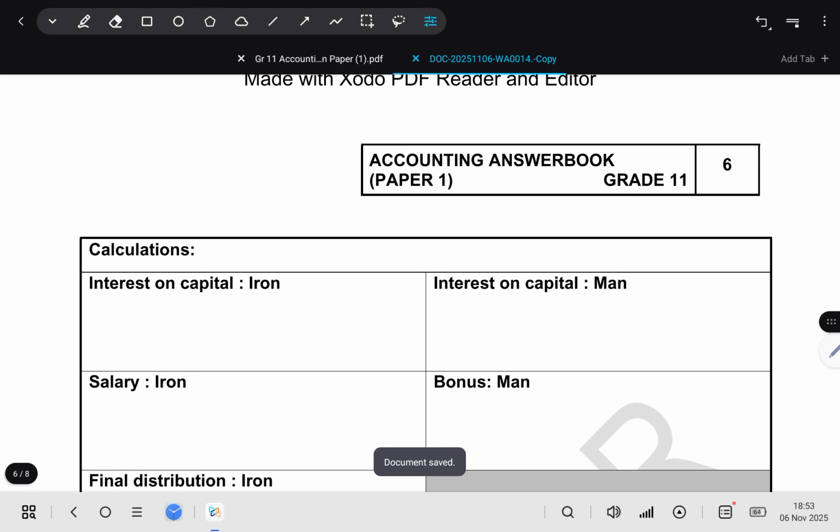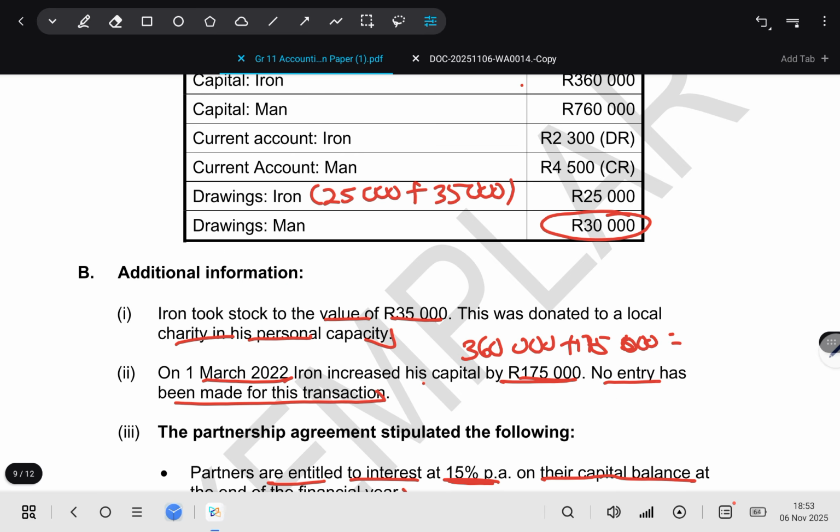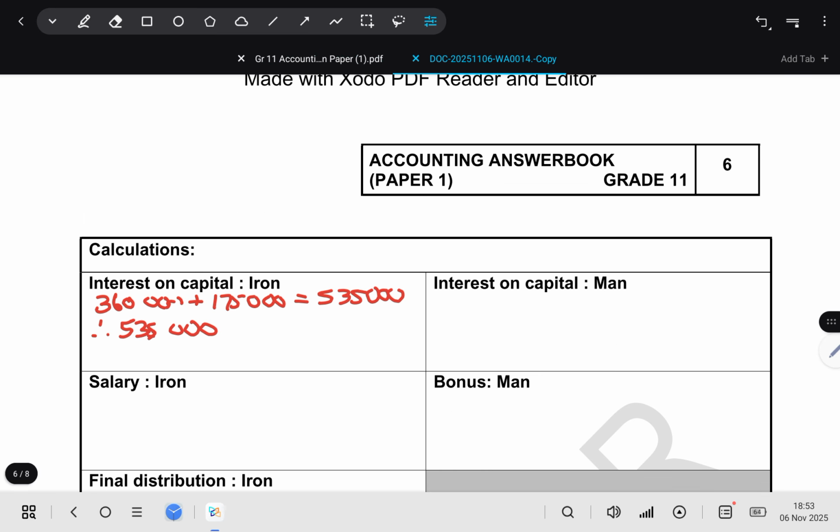So his total capital will be, remember, we will say 360,000 plus 175,000, which gives you 535,000. Then his interest will therefore be 535,000. So according to here, they said his interest is 15% per annum. So it means you're going to multiply by 15 over 100, and then you multiply by 12 over 12.